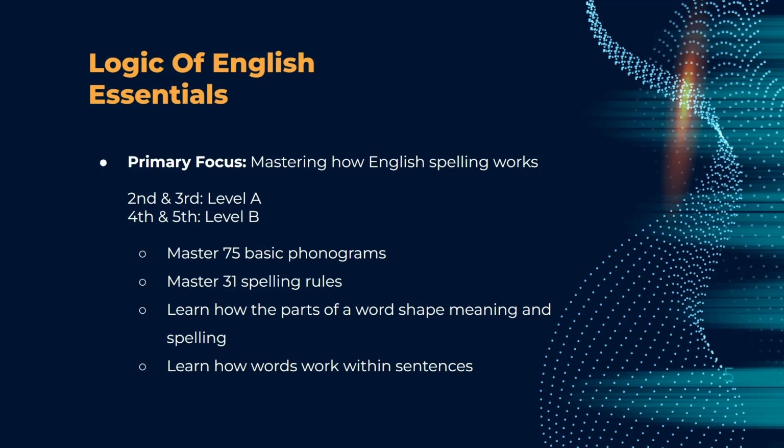And for 4th and 5th graders, they're going to do the same material, but they will be covering it at level B, which is in green. So anytime there's a colored box, you're looking for the green color, and that's the material that you're going to cover in class. As we work through Essentials, you're going to be mastering the 75 basic phonograms with your students.